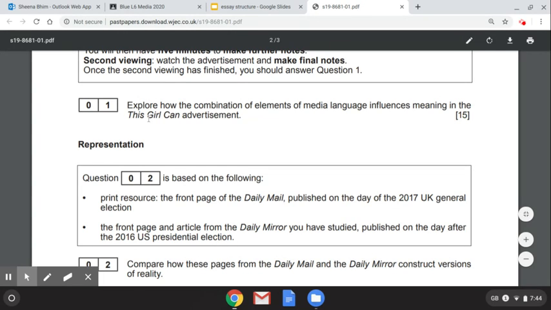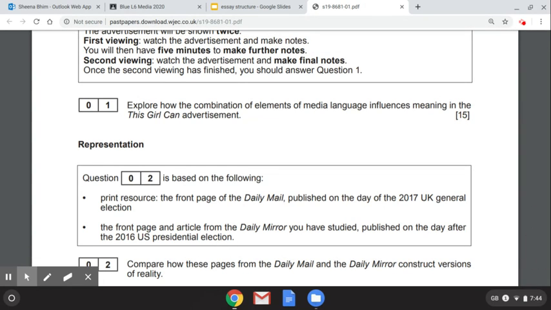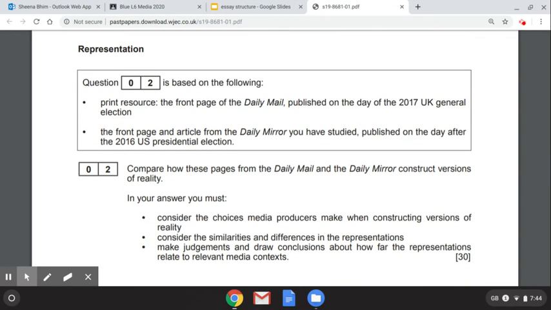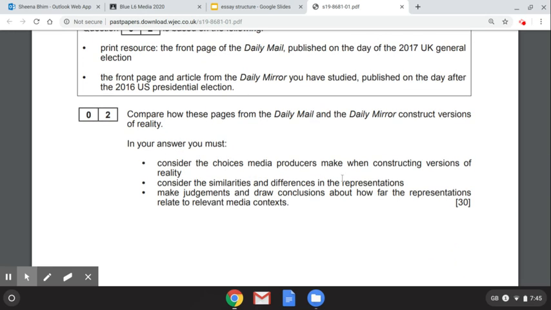So this question was: explore how the combination of elements of media language influences meaning in the This Girl Can advert, and then you can see the number of marks in brackets there is 15. Very briefly, the representation question is always going to be a comparison of something that you know and something that you won't have seen before. So in this year, it was 2 front covers from the Daily Mail and then the Daily Mirror. It gives you the question, compare how these construct versions of reality, and we'll be coming to that particular theory with our next text, which is WaterAid.